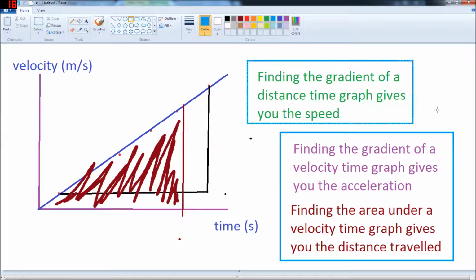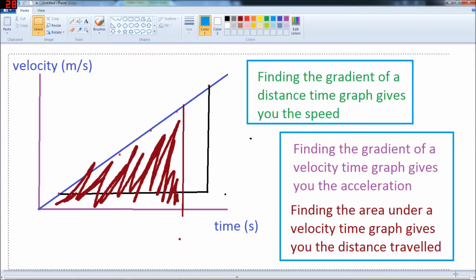If you're not sure how to do a gradient, you know, look it up on YouTube. You can find tutorials and stuff for this. You should have done it in maths anyway, but like I say, make sure you draw the triangle on the graph, and you'll be good. So let's just take a look at a couple different graphs.